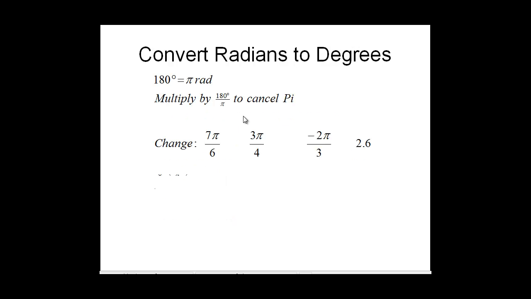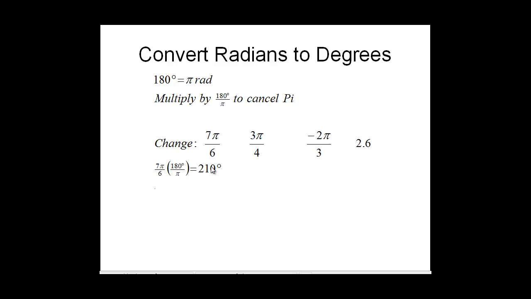Now, suppose you want to go the other direction and convert from radians to degrees. You just flip over your fraction. Again, you start with 180 and pi. They're the same. Move the pi over to the bottom this side, and you get 180 divided by pi. Now, since we have 7 pi over 6, we're going to take 7 pi over 6 and multiply by 180 divided by pi, so the pi's will cancel.